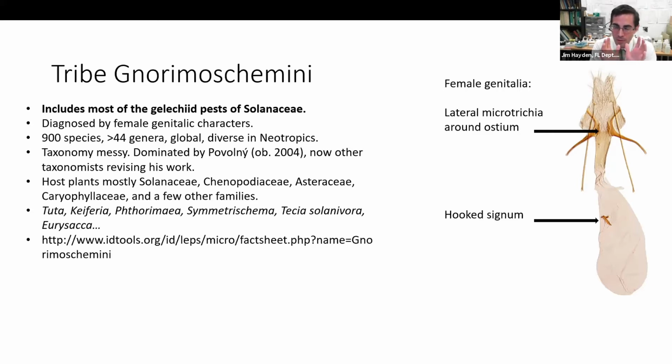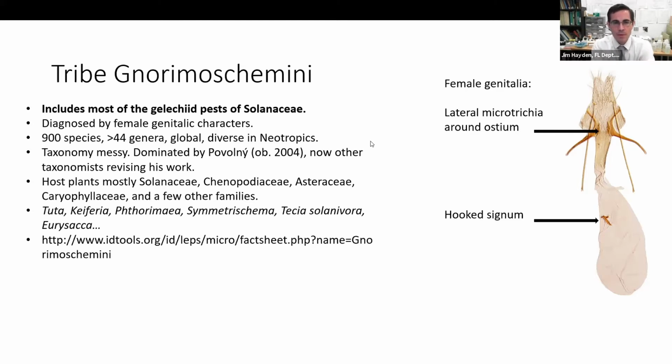Don't really fret about being able to identify a gnorimoschemine. They're diagnosed mainly by female genitalic characters like this hooked signum and these little lateral microtrichia around the ostium of the female genitalia. There are about 900 species, 400 genera, diverse in the Neotropics.